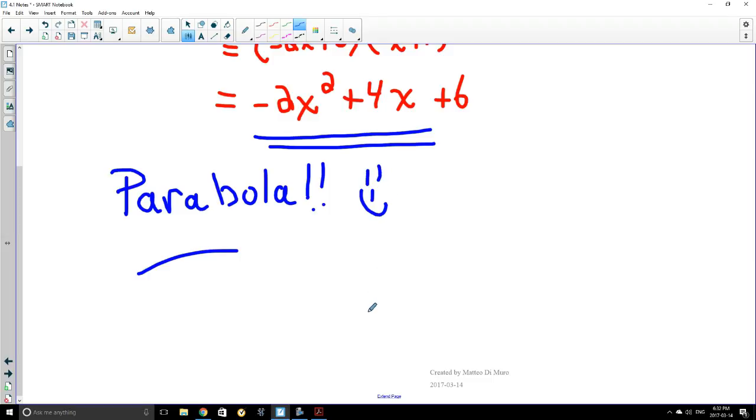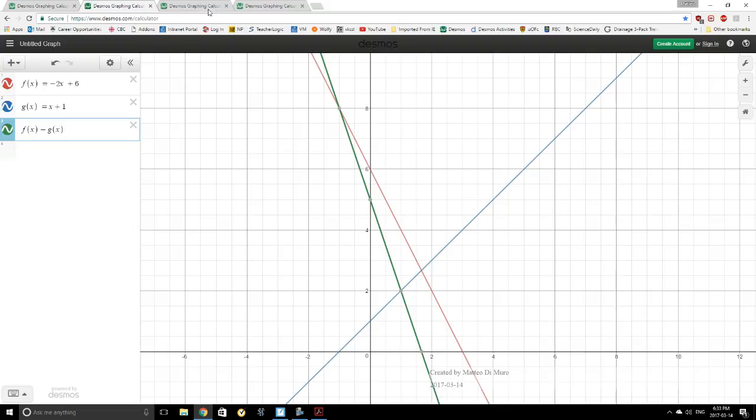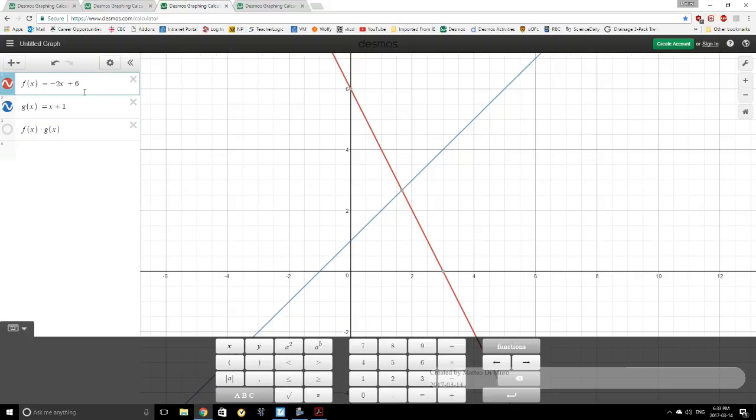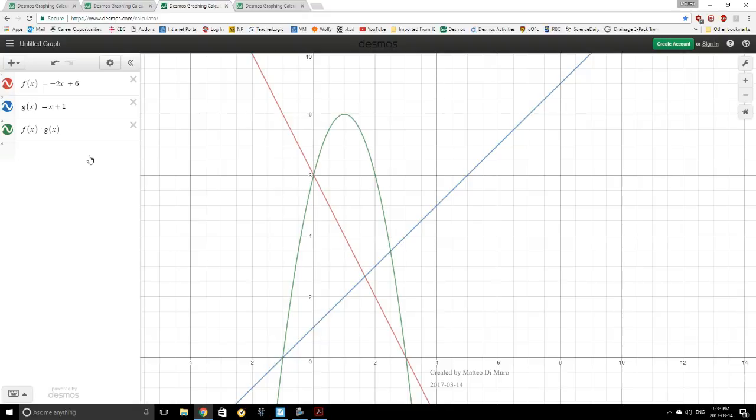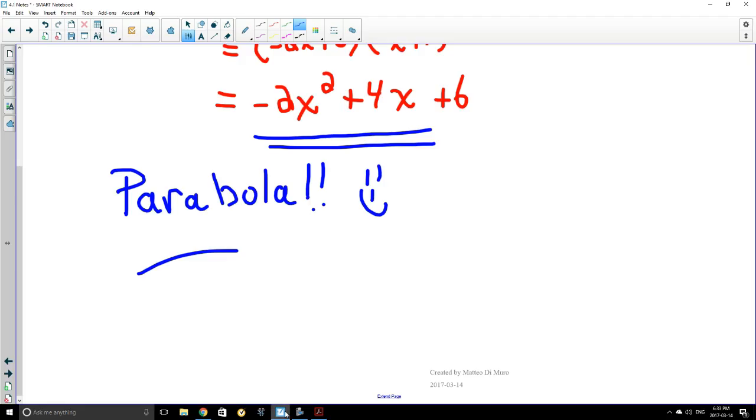That's smiley faces for you. So let's take a look at Desmos. So I got negative 2x plus 6. I got x plus 1 right here. Boom, bada boom. There it is. f of x times g of x is the green parabola. As expected, it's opening down because of the negative, and it's a parabola.